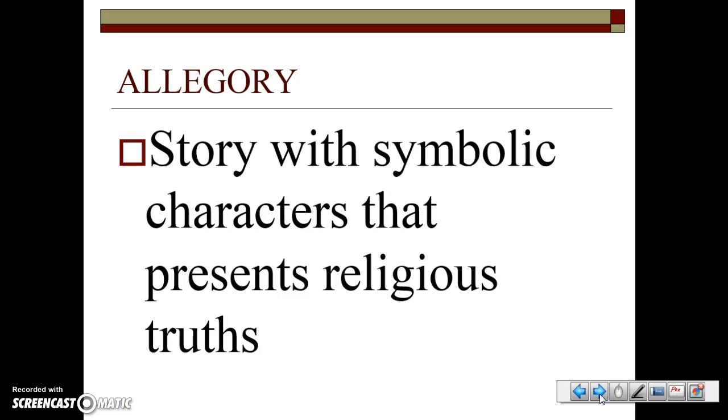An allegory is a story with symbolic characters that presents religious truths. The way to tell an allegory is usually every character in an allegory represents someone else. So they're all symbolic. If you've ever read Animal Farm, Animal Farm is a story about a bunch of animals on a farm. But actually all of the animals represent people and events in history.